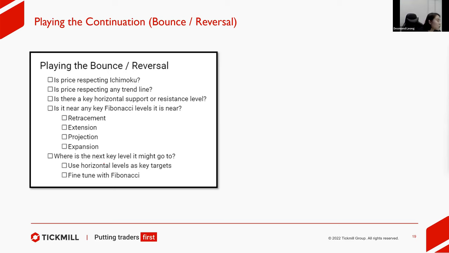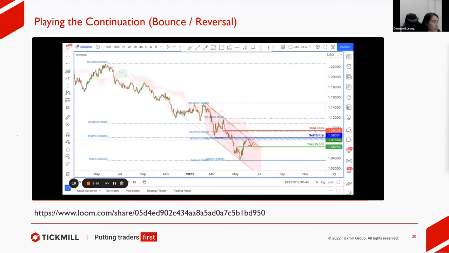We can use horizontal levels as key targets and fine tune with Fibonacci. I'm not sure how many beginners are in this webinar, but if you are still confused, don't worry. I will explain this in detail so that you are not too lost. When I just started learning how to trade, chart, or do technical analysis, it was really not that easy. So for the new ones here, don't worry, we can go through this together. Okay, back to our checklist.